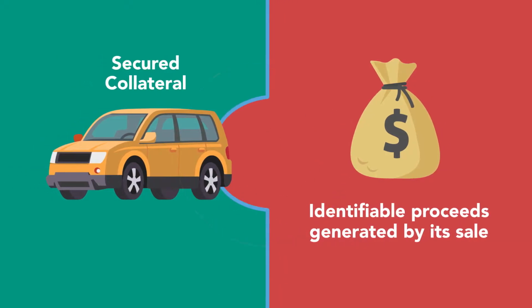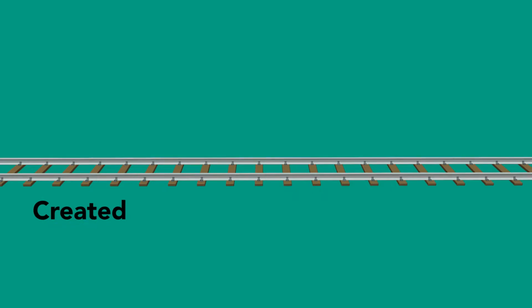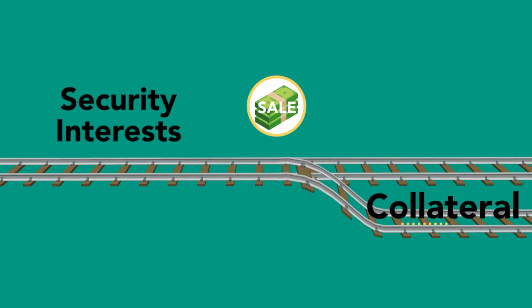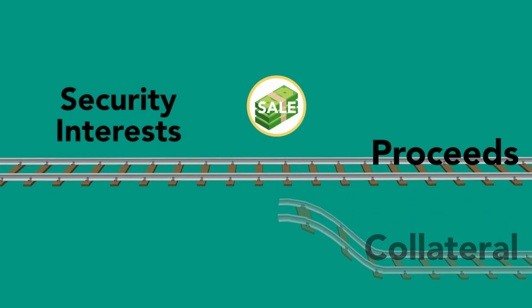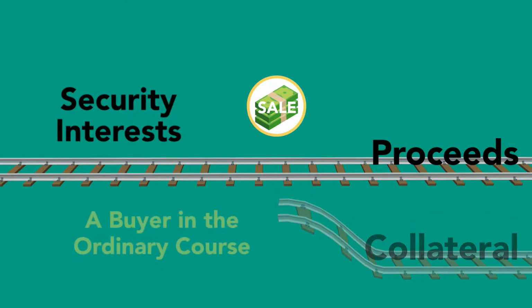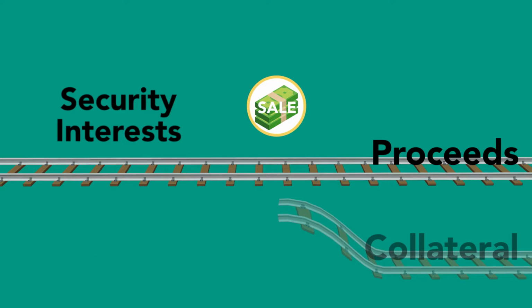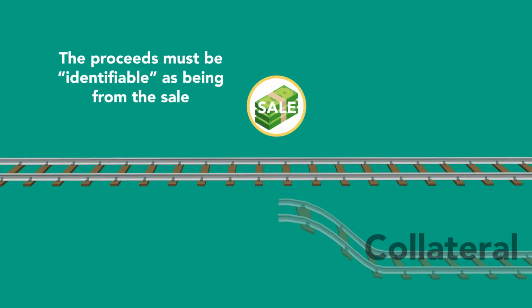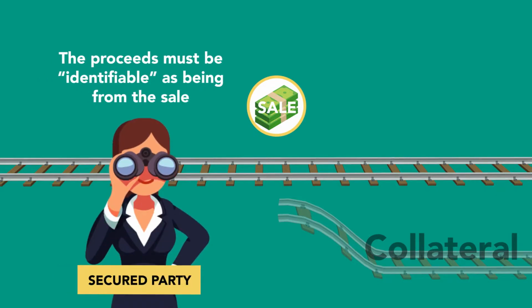A security interest in collateral immediately attaches to identifiable proceeds generated by its sale. A visual way of approaching this idea is that a security interest is a single line or track from the time it is created. Upon the sale of the collateral, it breaks into two, with a security interest following both the collateral and the sale proceeds. Even if the interest in the collateral itself is severed, such as if the buyer is a buyer in the ordinary course, the security interest in the proceeds of the sale keeps running. However, the proceeds must be identifiable as being from the sale, thus placing a burden on the secured party to keep track of its collateral's fate and movement and the debtor's business.